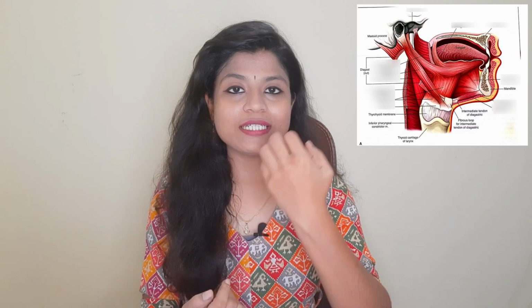Hyoglossus is used for depression of the tongue and makes the dorsum of the tongue convex, and it also helps in retraction of the protruded tongue. Basically, the palatoglossus pulls the tongue from its roots upwards. Styloglossus helps in pulling the tongue upwards and backwards, so that it helps in the swallowing of food.